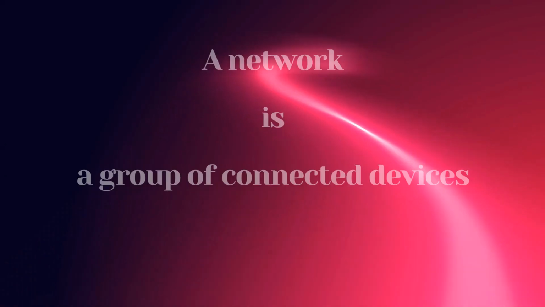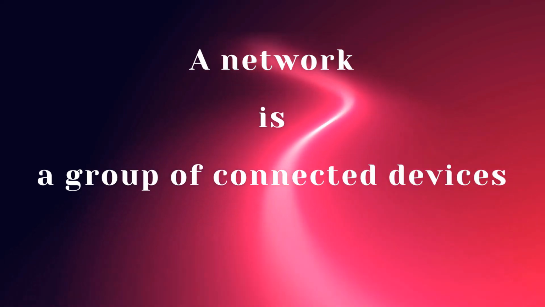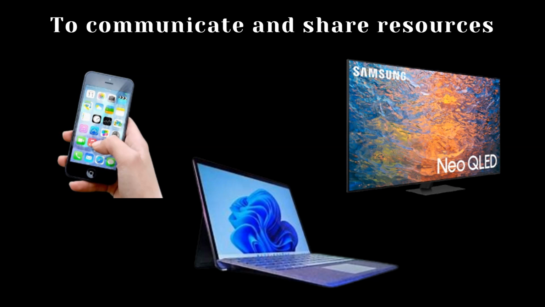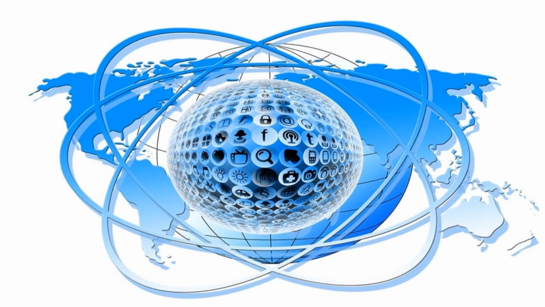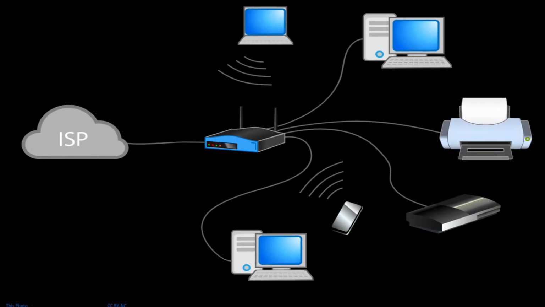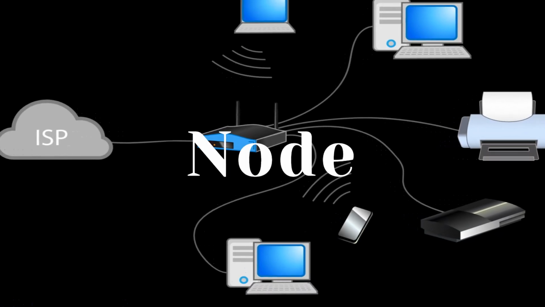Before we dive deeper, let's understand networks. A network is a group of connected devices, like your phone, laptop, or even smart TV, to communicate and share resources. It can be as small as a home network or as vast as the internet. Any device that is connected to a network is known as a node.